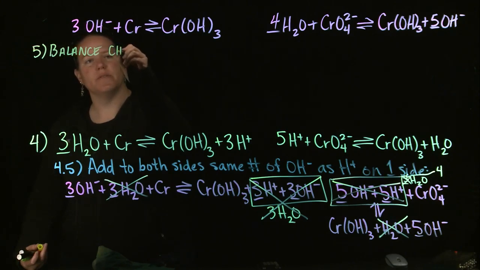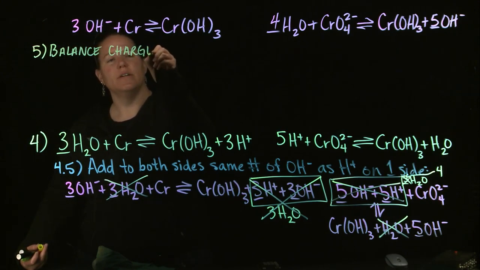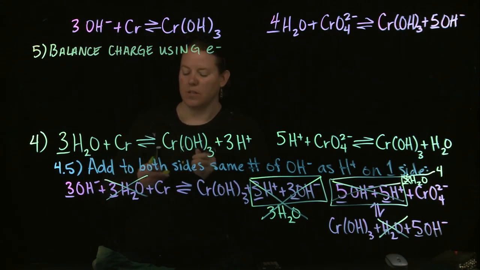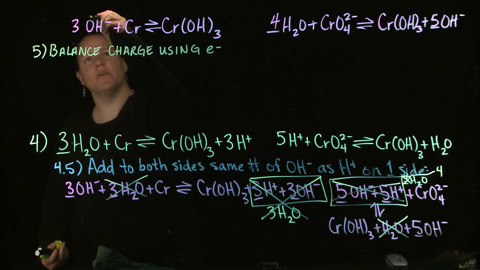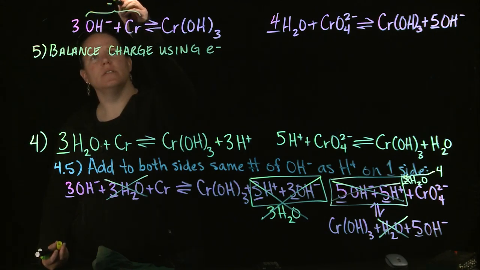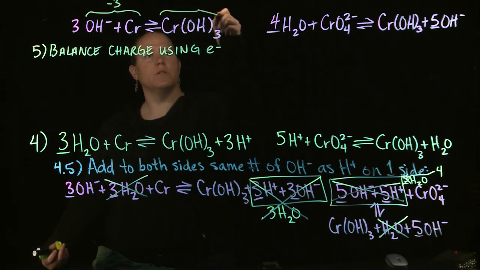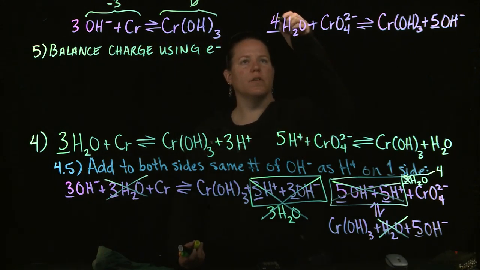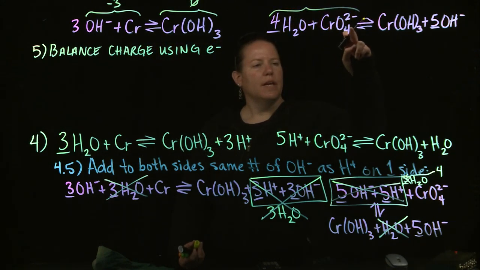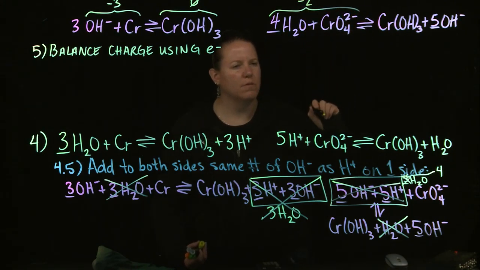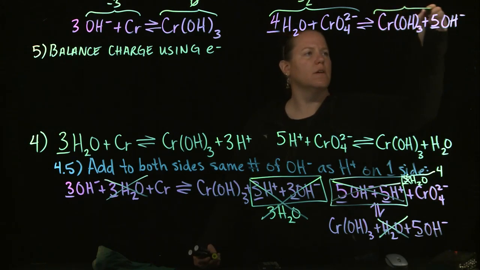I got to writing steps, so I went ahead and wrote steps again: balance charge using electrons. All right, so here we got to figure out what the overall charge of both sides is. So this is minus 3. 3 times minus 1 is minus 3, and this doesn't have a charge. This has no charge whatsoever, right? So that's 0. And this has no charge. This has a charge of minus 2, minus 2 versus minus 5.